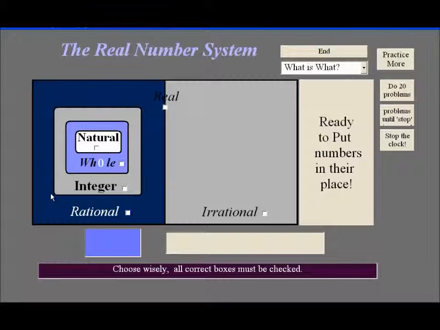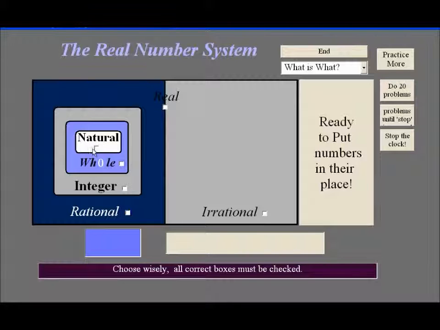And then anything that can be written as a fraction of integers, and since one is an integer, all of the regular integers could be made into a fraction by putting them over one. They are all rational. Anything that cannot be written as a fraction of integers is irrational, and together they are real numbers.